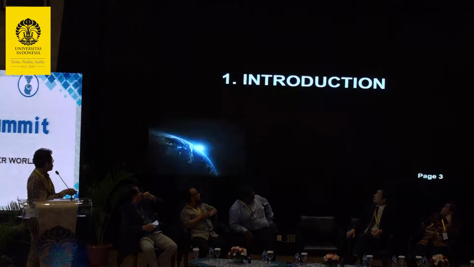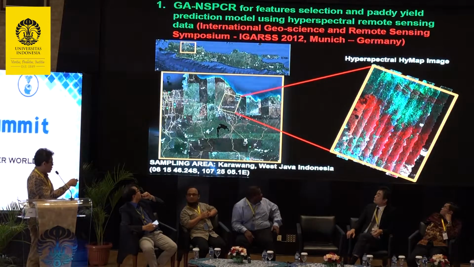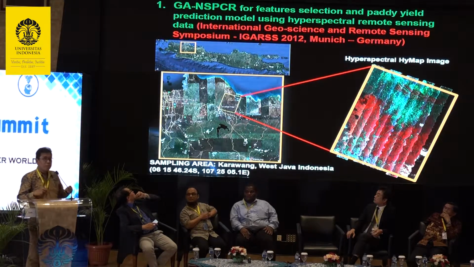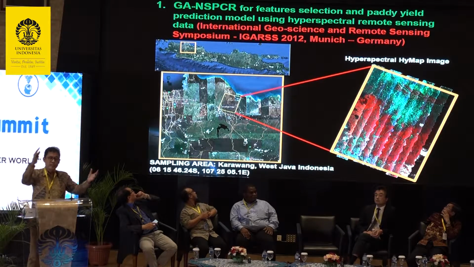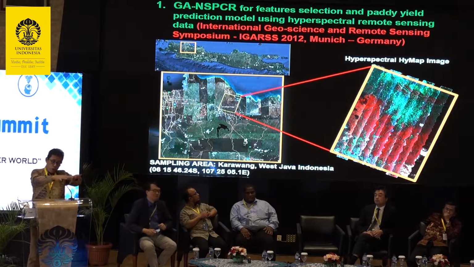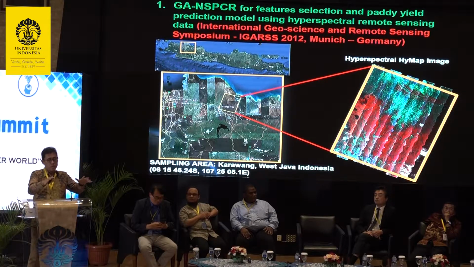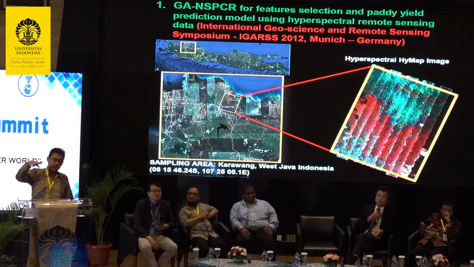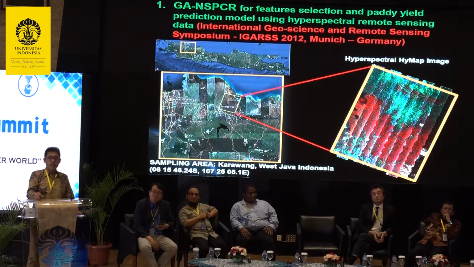So the idea is, we have a super site here. And then we make a model that relates to what we observe in the super site. Why do we call this a super site? Because we know for sure about the growth stages and also the yield production, the rice production in the field. And then we make a model with the airborne remote sensing. After we make a good model, we will scale this up for the prediction of rice need on a national scale.